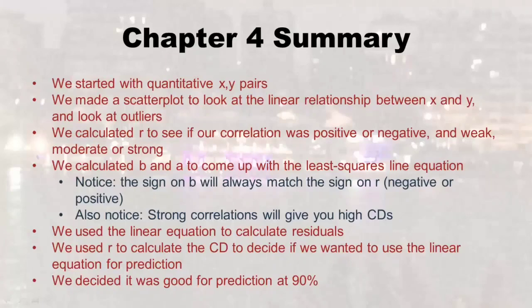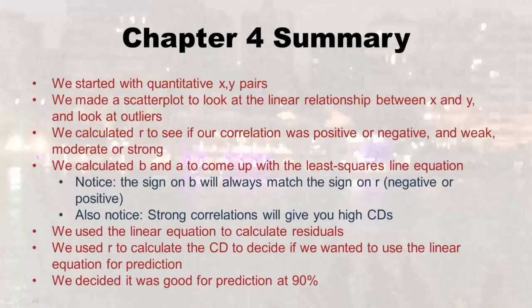And I just wanted you to notice that the sign on B will always match the sign on R. So if you have a positive R, you'll have a positive slope. If you have a negative R, you'll have a negative slope. But otherwise, the numbers won't match, just the sign. And also, I wanted you to notice that strong correlations will give you high coefficients of determination, even if they're negative correlations, because remember it's R times R, and so negative R times negative R still is positive, right? So if you have strong correlation like negative 0.9 or 0.9, it really doesn't matter what direction. If it's strong, then you're going to get a high coefficient of determination.